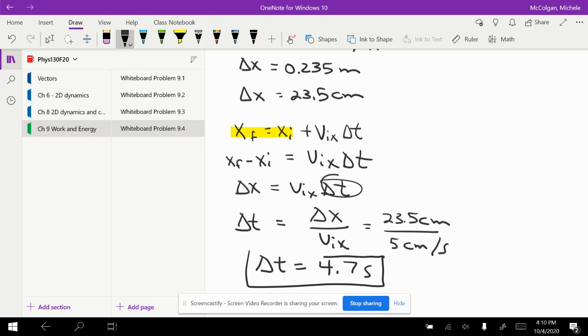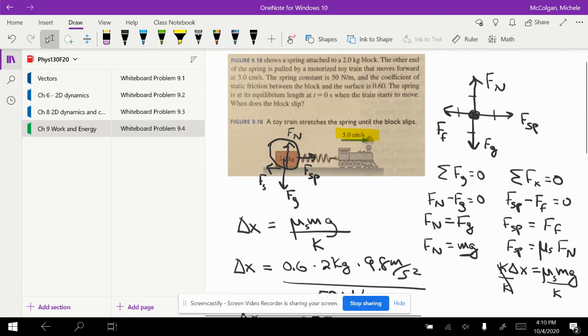So that's the time it takes for the little toy train to pull against the block. After 4.7 seconds, the spring has exerted enough force to overcome the static friction and get the block moving.